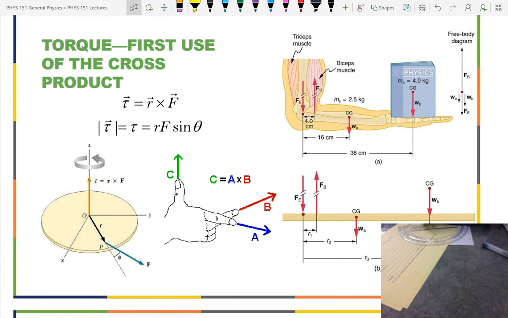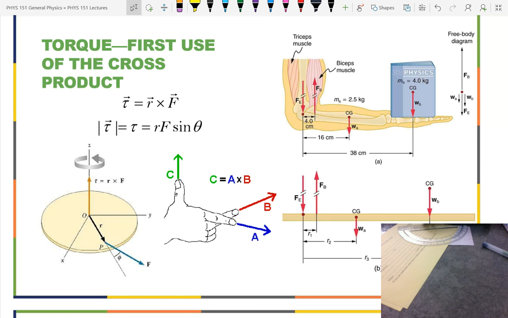What would happen if you wrote torque as F cross R? If you put torque as F cross R, then what direction does your index finger point? F. And your middle finger points R. And your thumb would point in the opposite direction. So with torque, the order in the equation is important. It needs to be torque as R cross F, not F cross R.